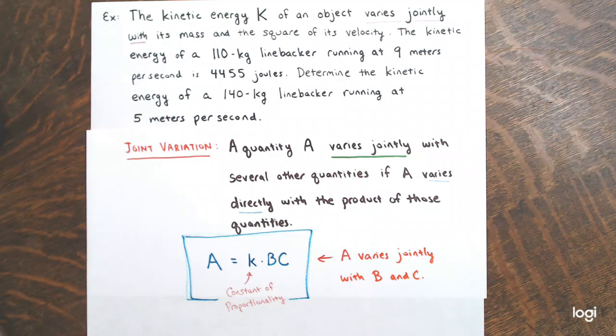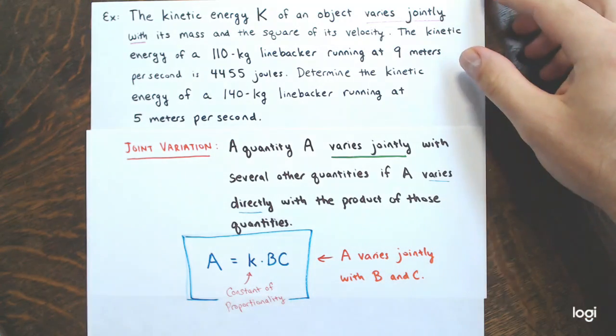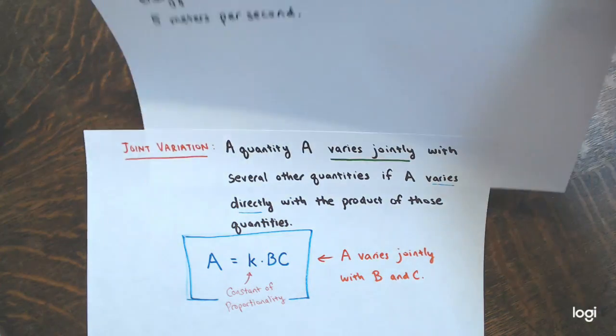Okay, so that's all it means. And if I said that A varies jointly with B, C, and D, then you'd have A being equal to some constant times the product of B, C, and D. You can throw on as many quantities as you wish to this product on the other side with the constant of proportionality. All right, so keeping this in mind, let me go back to my problem.